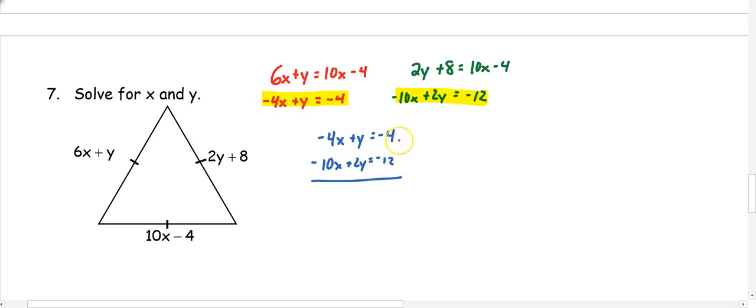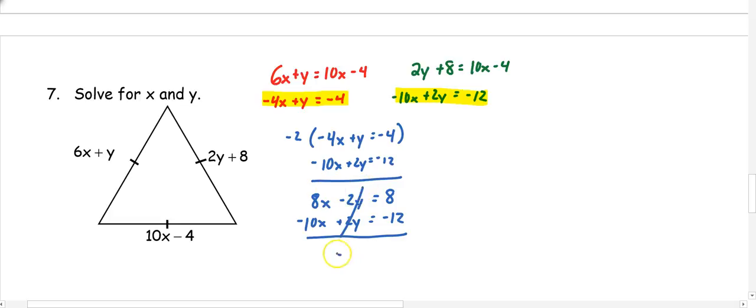So right now nothing eliminates, so to eliminate the y, I'm going to multiply the first equation by negative 2. So I get 8x minus 2y equals 8. I get negative 10x plus 2y equals negative 12. So when I add straight down, the y's cancel out. I'm left with negative 2x equals negative 4. And when I divide, x is 2.